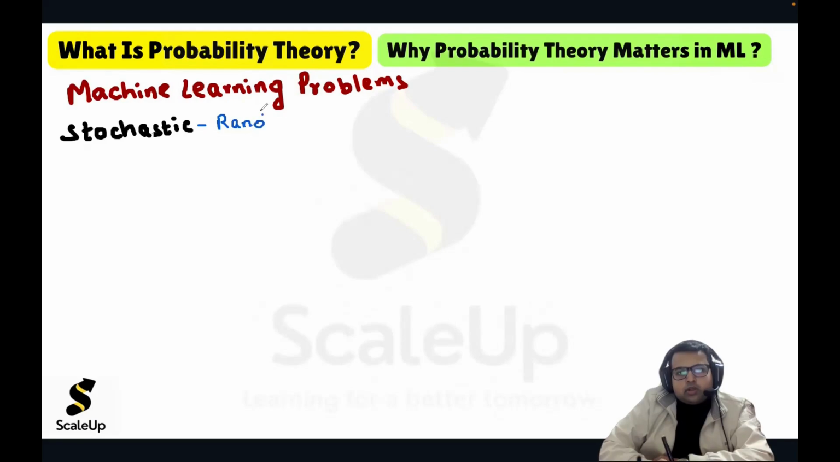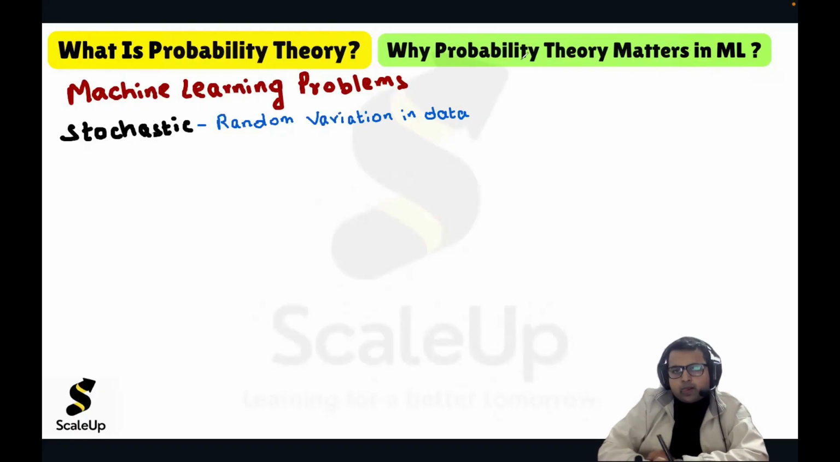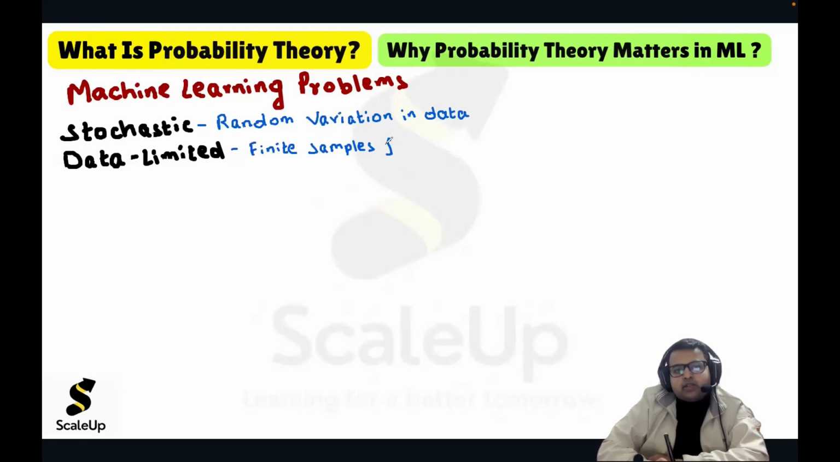So there are random variations in the data. So we have data with significant variance. So machine learning problems are stochastic in nature. Data is limited. So machine learning problems deal with limited data sets, because all the training we provide, we do with finite samples, finite samples from infinite reality.